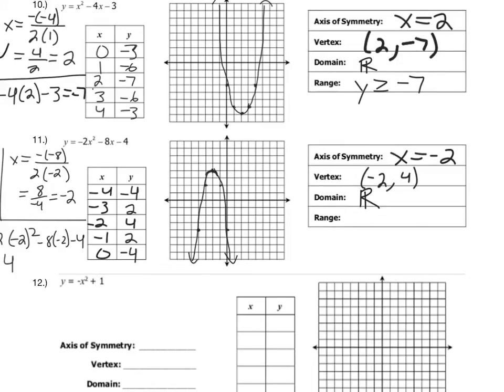And your range, remember, your range is going to be y, and it's either going to be greater than or equal to, or less than or equal to whatever the y-coordinate of your vertex is. Well, the y-coordinate of our vertex is 4, and this parabola is pointing down, so therefore it's going to be less than or equal to 4.